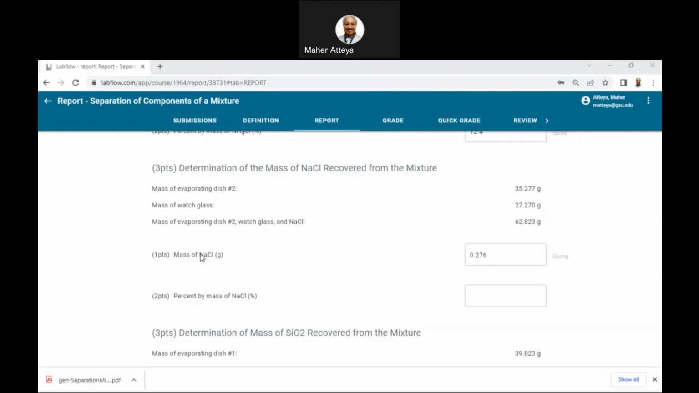Let's clean up here. This is 0.276 divided by 0.812 multiplied by 100 equal to 33.99. So it's really 33.99.